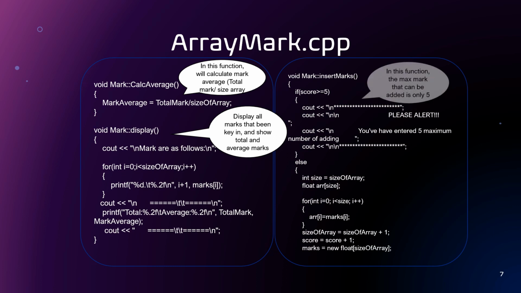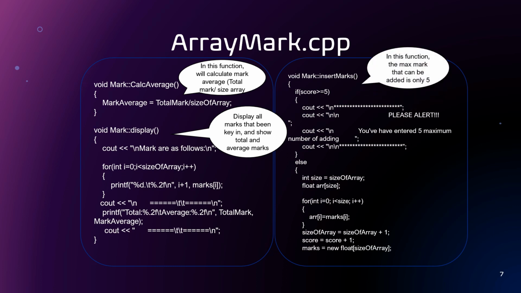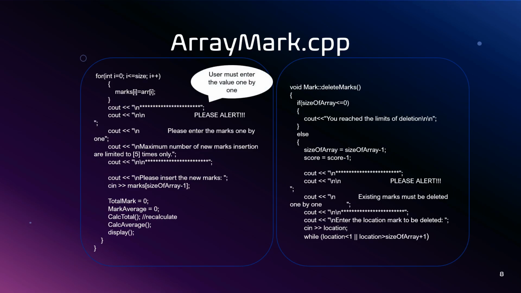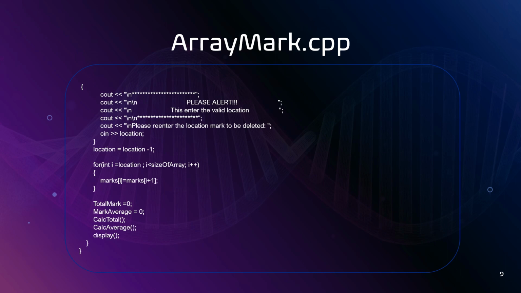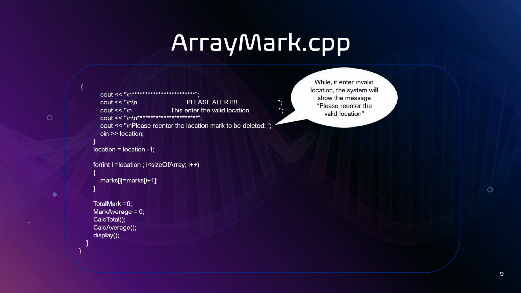mark. For the insert mark, in this function, the maximum number of marks that can be added is only 5. If the user puts in more than 5, it will show a message that the user can only enter 5 maximum. If you want to key in, the user must enter the values one by one. For the delete function, deleting data, if you delete more than the data that has been keyed in, it will show an error. Last one of ArrayMark.CPP: if the user enters an invalid location, the system will show the message, please re-enter the valid location.